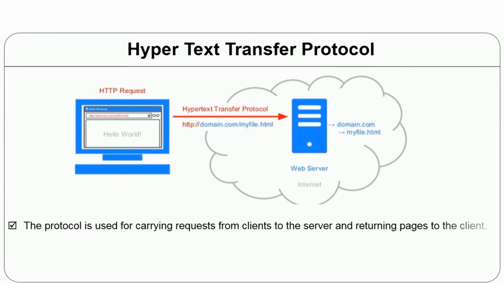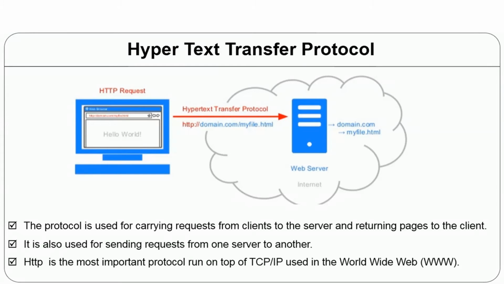Now, hypertext I have already told what exactly. Hypertext is linked with browsers. The protocol is used for carrying requests from the client, saying I want this page, and the pages are returned from the server, and HTTP takes care of that. The most important protocol that runs on TCP/IP used in the WWW, the World Wide Web, is HTTP. That's why we are typing HTTP. Any URL, any web address, will have HTTP.